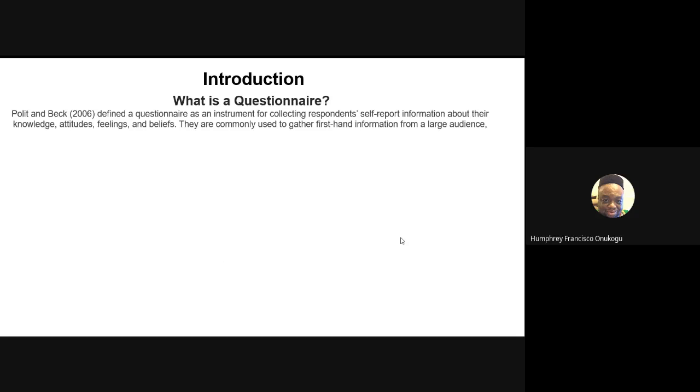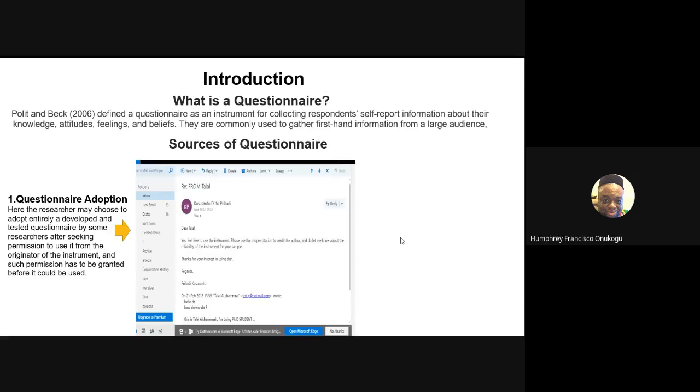Introduction. First of all, I would like to ask, what is a questionnaire? Pollitt and Beck in 2006 defined a questionnaire as an instrument for collecting respondents' self-report information about their knowledge, attitude, feelings, and beliefs. The questionnaires are used to gather first-hand information from a large audience. There are so many definitions, but for me, this is encompassing.